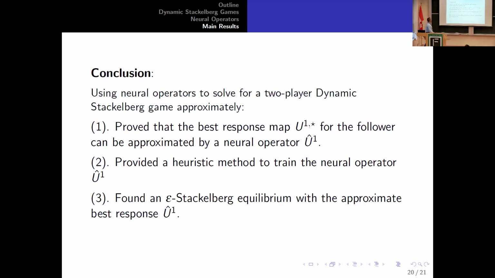Here is the conclusion of what we have done. First, we proved the existence of a HAT-U1, a neural operator that can approximate the best response. Second, we provide a heuristic method to train a neural operator by minimizing the mean value of J0. Third, we find the epsilon Stackelberg equilibrium with the approximate best response HAT-U1. That is our main result. That's all. Thank you.